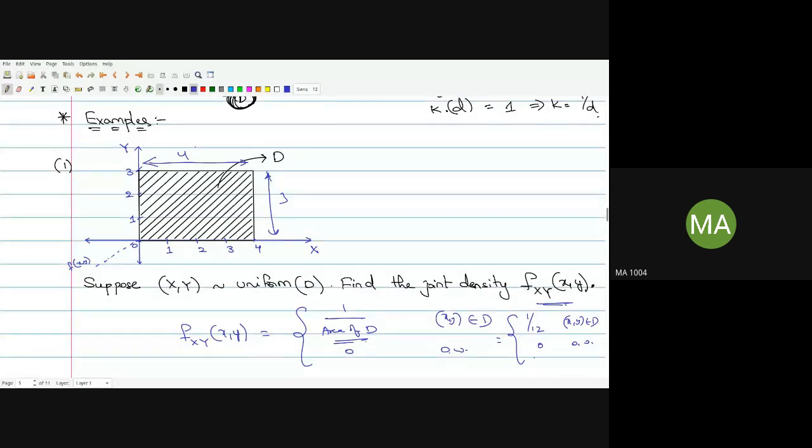So this works only for uniform cases. Okay. So if we mention it is uniform, then you can directly compute the joint density.